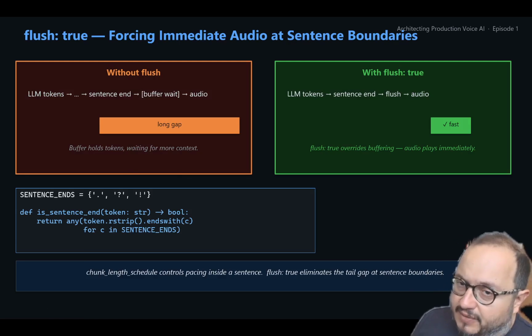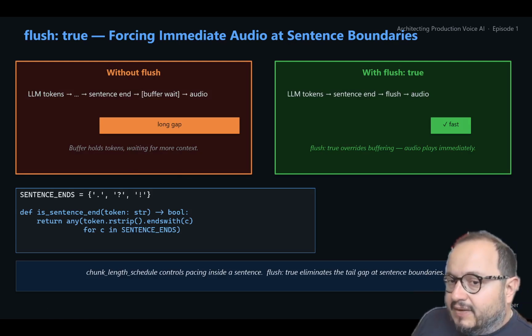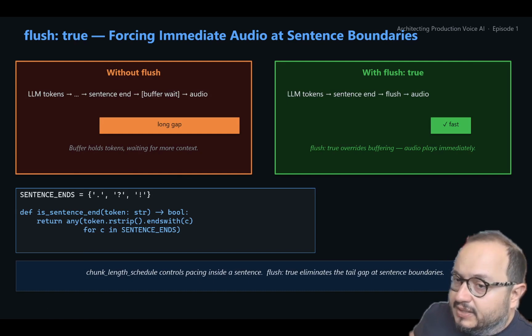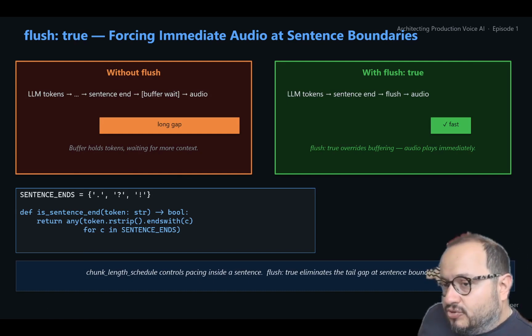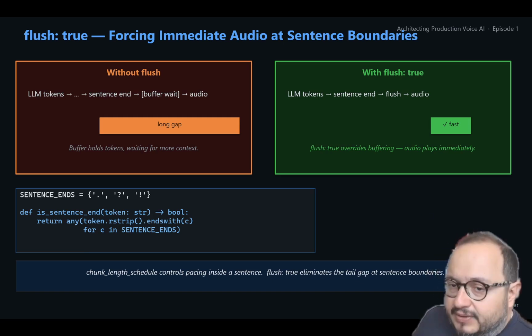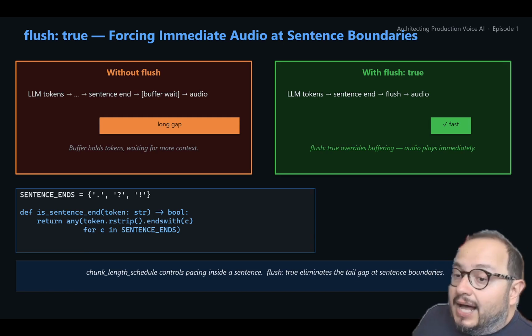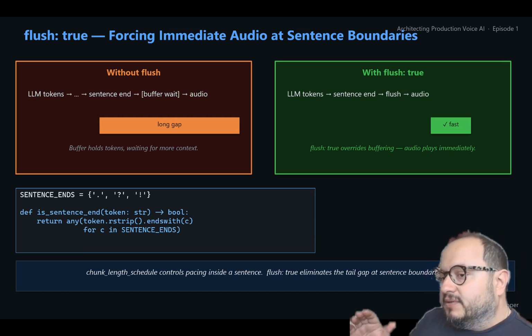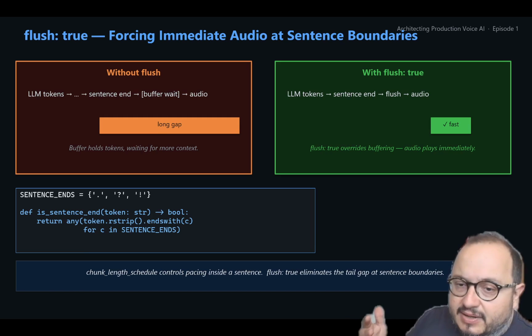The reason is buffering. When the LLM generates the last few tokens of a sentence, the ElevenLabs buffer may not yet have reached the threshold in your chunk length schedule. So the engine holds those tokens and waits for more text before it synthesizes. The fix is to send a flash message. You detect the sentence boundary in the LLM token stream. A flash message tells the ElevenLabs engine, I am done sending text for this sentence. Synthesize whatever is in the buffer right now, don't wait.